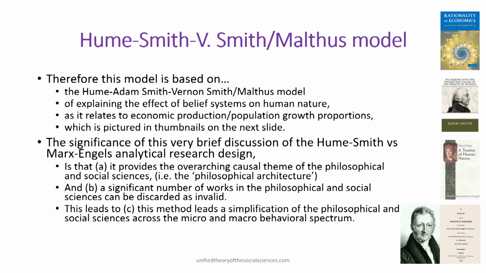Therefore, this model is based on the Hume-Smith, Adam Smith, Vernon Smith over Malthus model of explaining the effect of belief systems on human nature as it relates to economic production over population growth proportions, which is pictured in the thumbnails next to the slide. The significance of this very brief discussion of the Hume-Smith versus Marx-Engels analytical research design is that A, it provides the overarching causal theme for the philosophical and social sciences. B, a significant number of works in the philosophical and social sciences can be discarded as invalid. This leads to C, this method leads to the simplification of the philosophical and social sciences across the micro and macro behavioral spectrum.